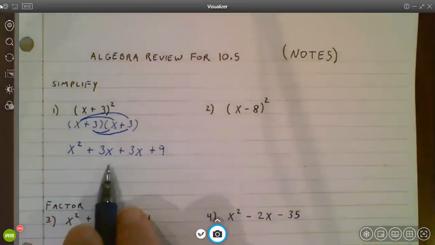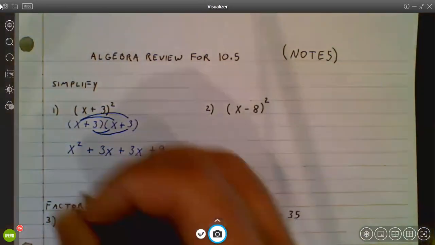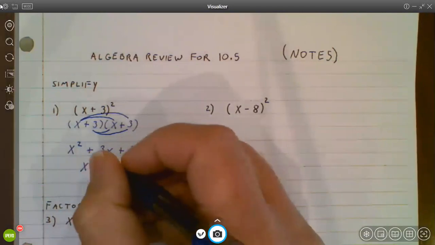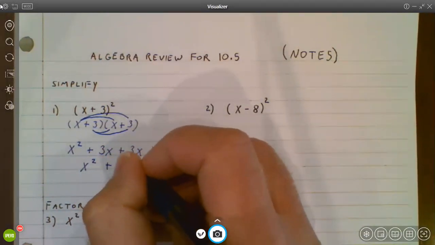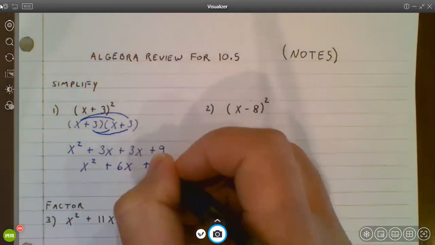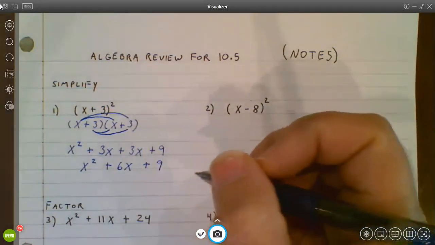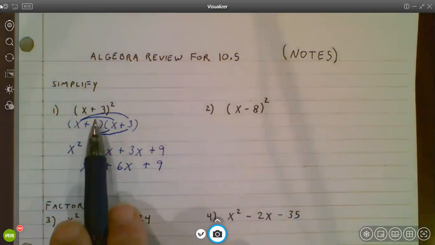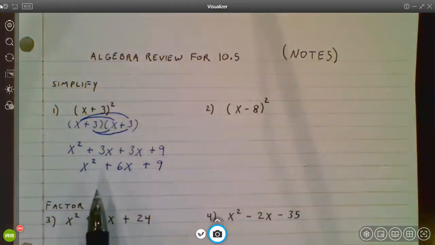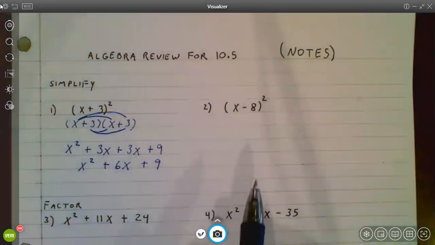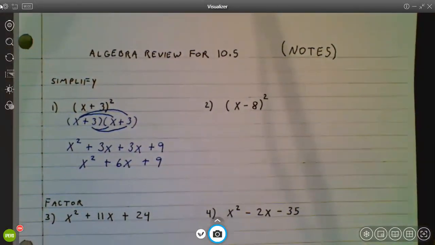The one last thing we want to do, though, is combine like terms. So I'm going to combine those middle two to finish it off. All right, I know that 3x plus 3x is 6x. And so that's the way this needs to finish. All right, so when they give us something like x plus 3 squared, this is what we need to be able to come up with. We're going to try one more over here for practice.